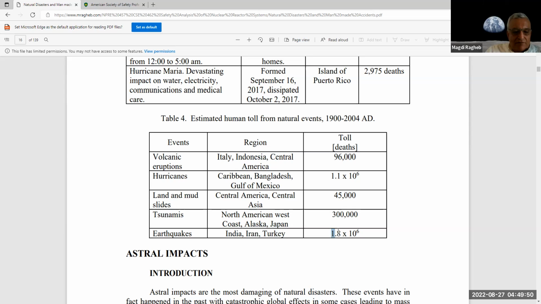Earthquakes also are extremely deadly. Tsunamis, 300,000. Hurricanes and landslides and mudslides occur primarily in South America. You'll find that these are causes of human death. I'll ask you just to go over these and maybe suggest other events that I could add to that list. In essence, the point that I'm trying to raise is that we have no control on those events.